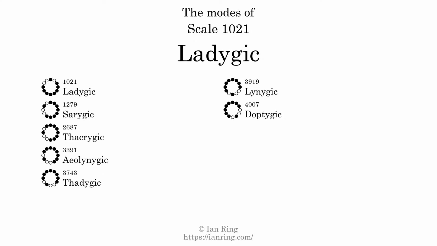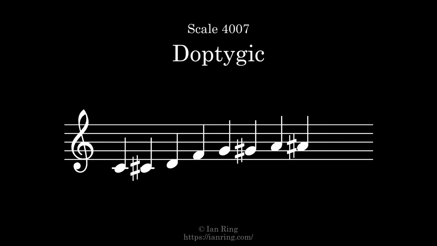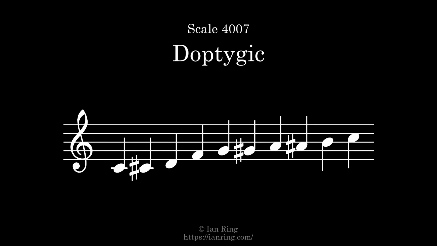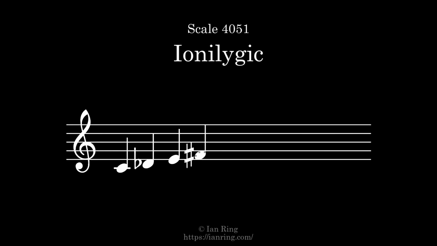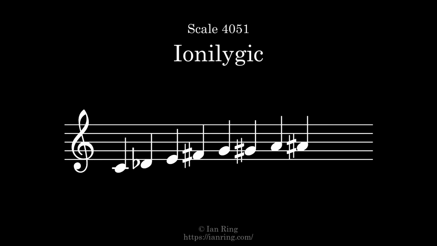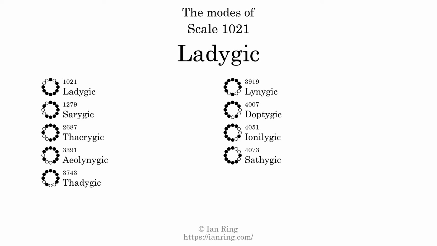The seventh mode is scale 4007, also known as Ladygic. It sounds like this. The eighth mode is scale 4051, also known as Ladygic. It sounds like this. The ninth and last mode is scale 4073, also known as Ladygic. It sounds like this.